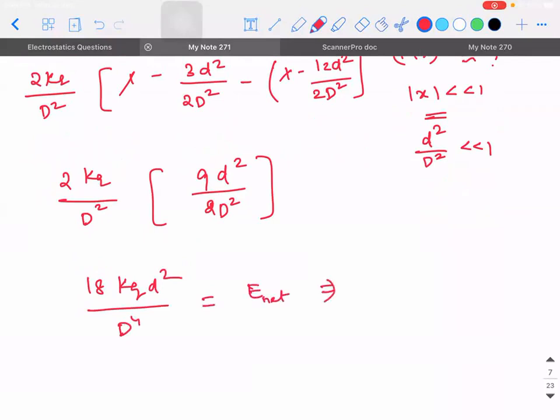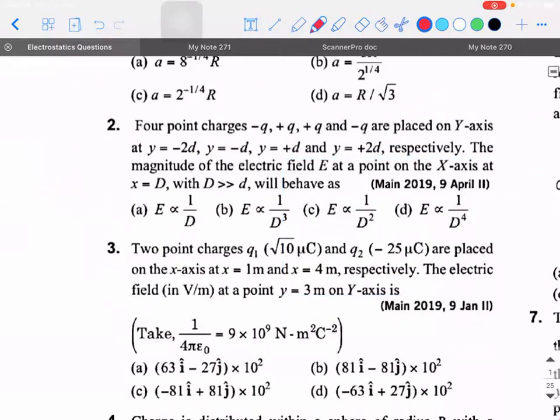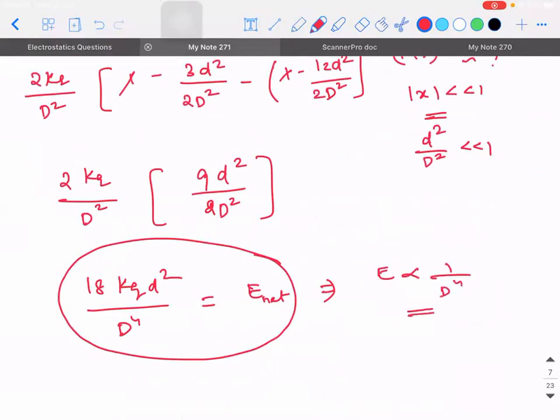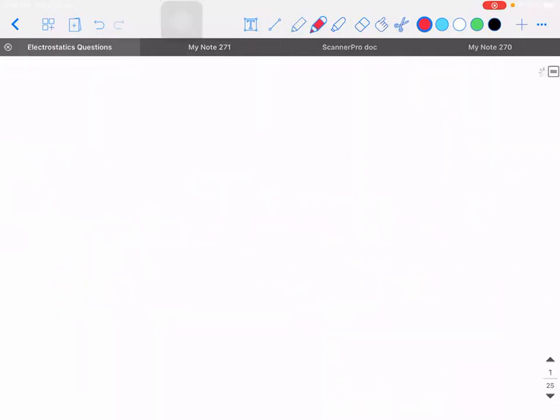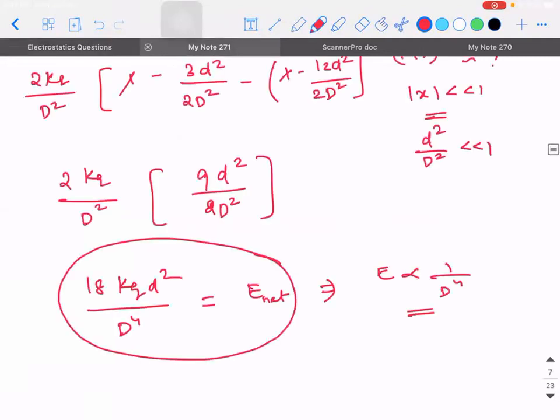Now what are they asking? This is the value of the net electric field. It will behave as the electric field is inversely proportional to whom? You guys tell me. D power 4. That's the answer. Sometimes there will be a lot of math involved also.